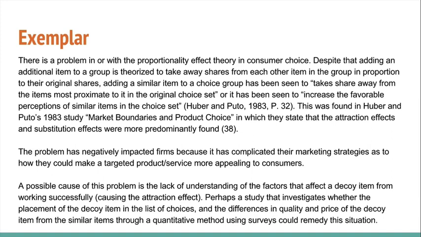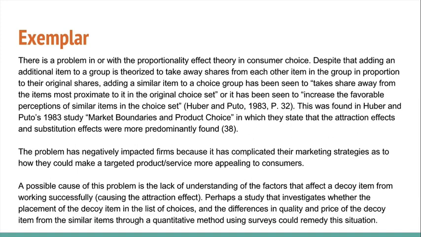There is a problem in or with proportionality effect theory and consumer choice. Despite that adding an additional item to a group is theorized to take away shares from each other item in the group in proportion to the original shares, adding a similar item to a choice group has been seen to take shares away from the items most proximate to it in original choice set, or has been seen to increase the favorable perceptions of similar items in the choice set. Okay, so you're using a particular source. It's not perfect APA style. Also, really check your mechanics and grammar. I have a tough time understanding this. Also, I have no idea what proportionality effect theory and consumer choice is. You're going to need to define that.